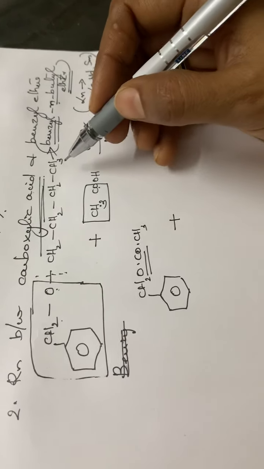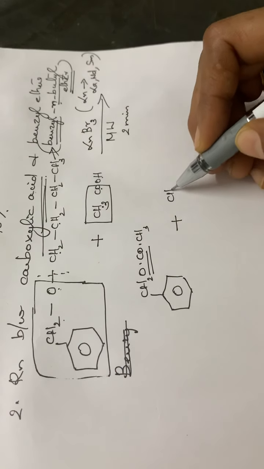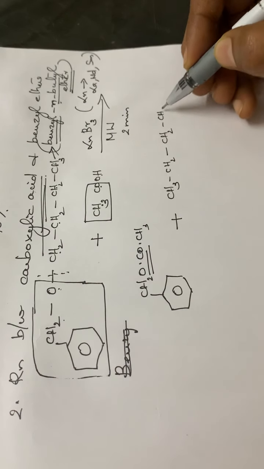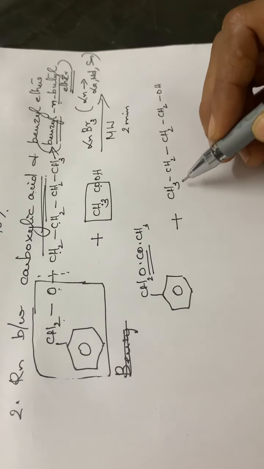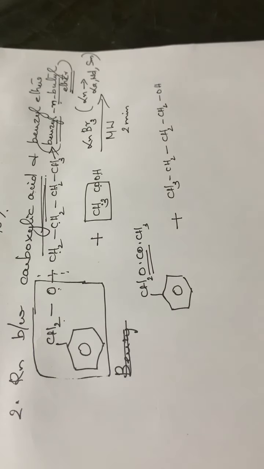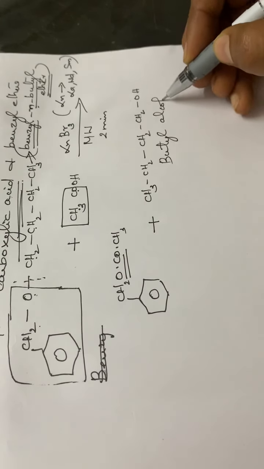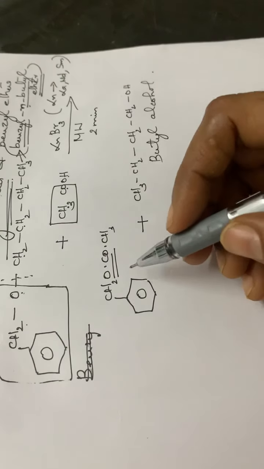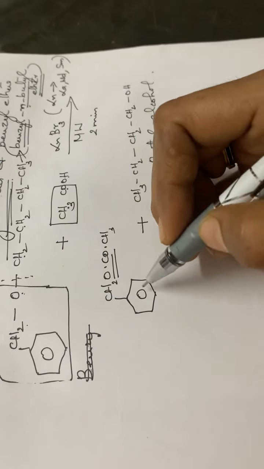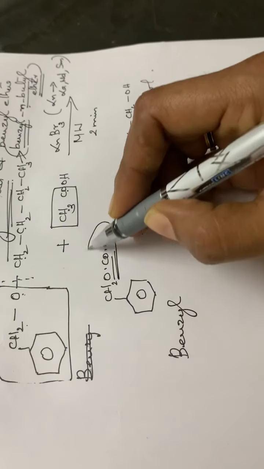The remaining you write as CH3CH2CH2CH2OH. How many carbon atoms are there? 4 carbon atoms, so it is butyl alcohol, with the OH group. The byproduct is butyl alcohol, and the major compound is an ester. So this is benzyl acetate. This part, C6H5CH2, is benzyl, and the remaining part is acetate.